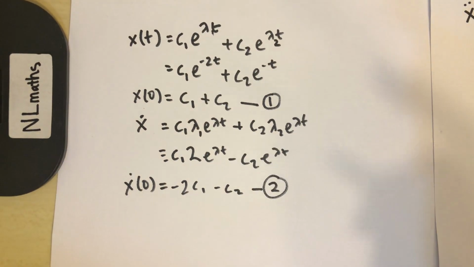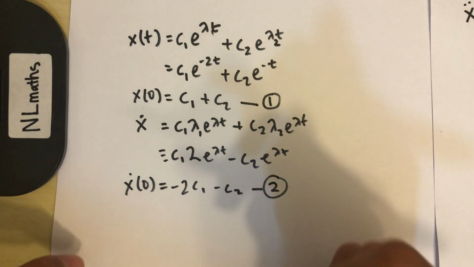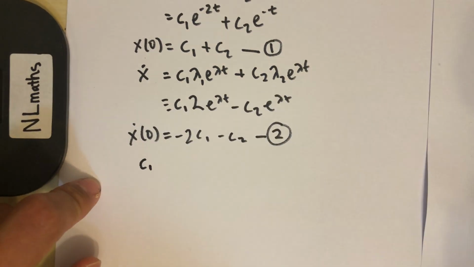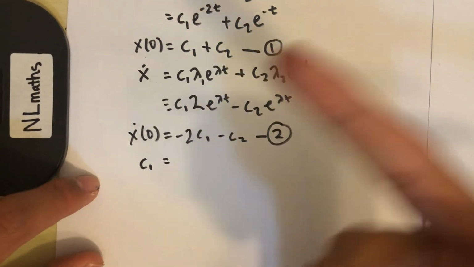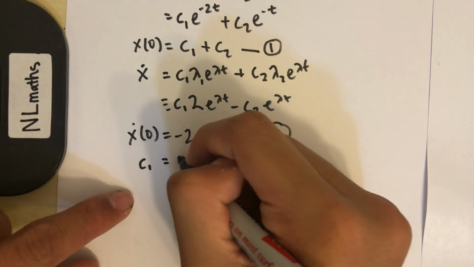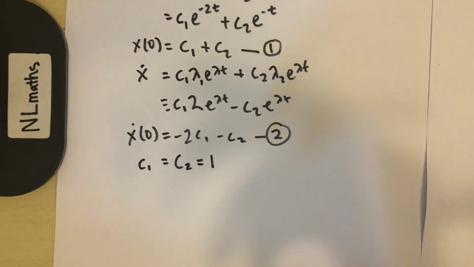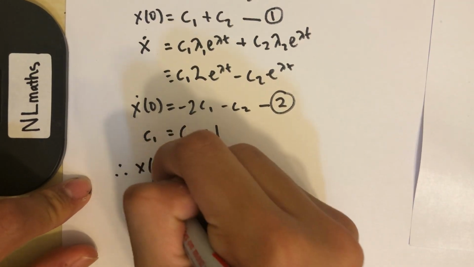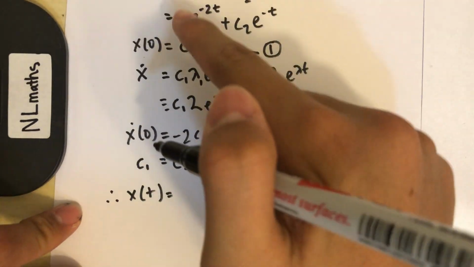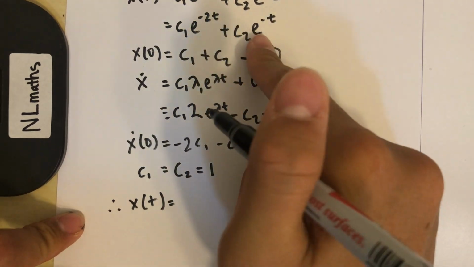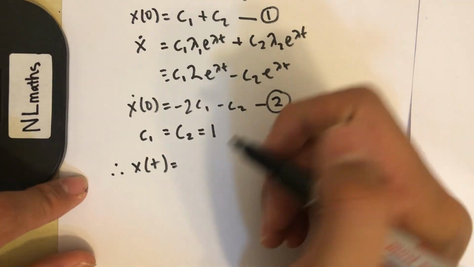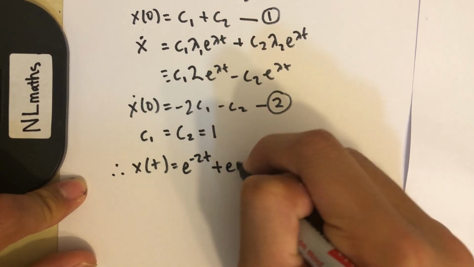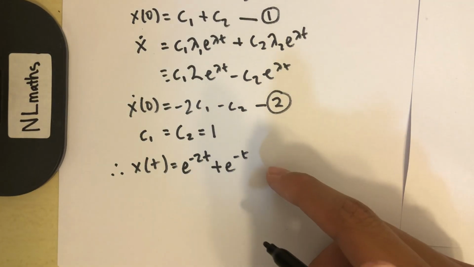Now, I'm not going to bother your time with simple algebra, so I have solved this. This is why I picked these two initial conditions. These are very easy to solve. You can try doing the simultaneous equations yourself for practice. C1 equals C2 equals 1. That's the answer to the simultaneous equations. Therefore, x of t equals, and from our above form, since C1 and C2 are both 1, we can cancel them out. So the answer to our differential equation would be e to -2t plus e to -t.